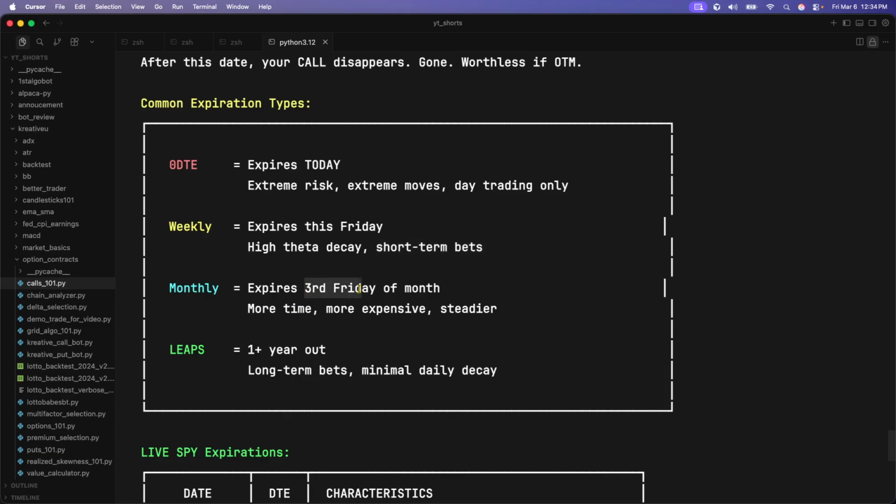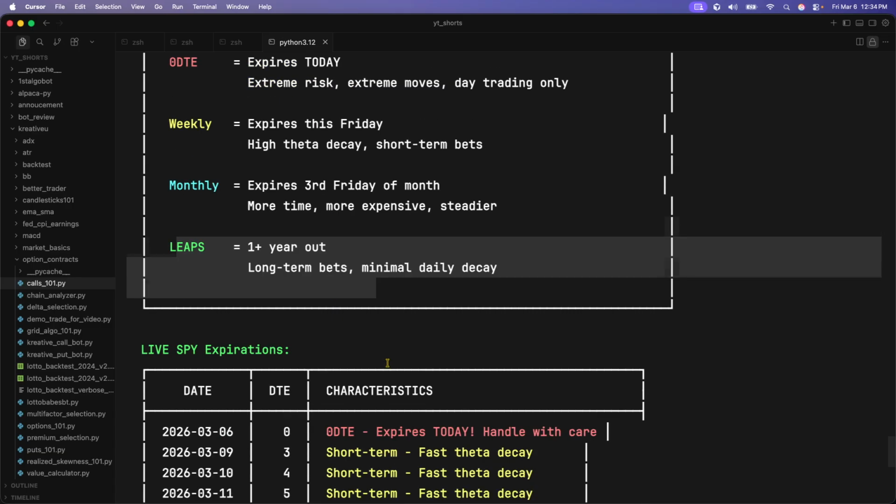These expire the third Friday of the month, more time, but more expensive and steadier. And then we have LEAPS. These are going to be 1+ year out, longer bets, minimal daily decay, right? But these are going to be the most expensive out of the bunch because you're paying for more time here.